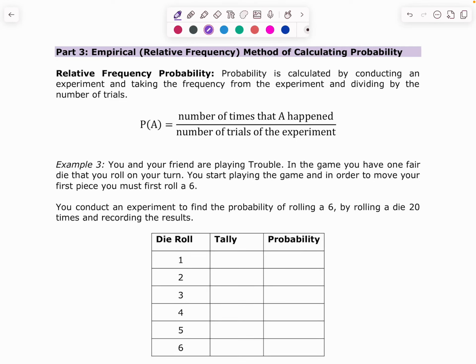Now we're going to look at how to calculate relative frequency probability, also known as empirical probability. This is probability that is calculated from conducting an experiment and taking the frequencies from the experiment and dividing them by the number of trials to calculate probability. So for relative frequency probability, the probability of the event A is calculated by taking the number of times that A happened and dividing that by the number of trials of the experiment.